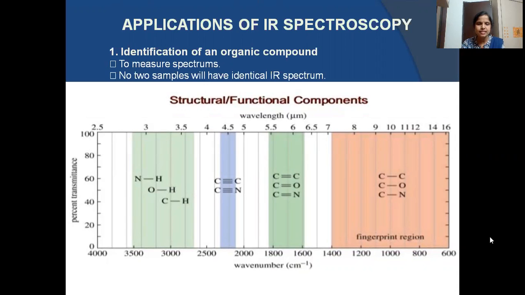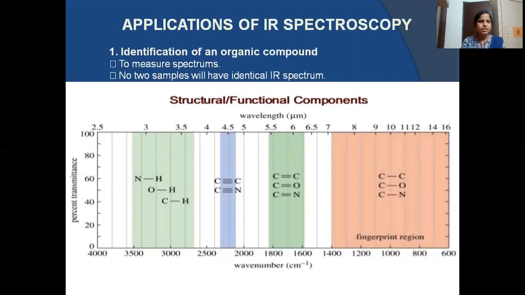Here we can see that on the x-axis we have the wave numbers, and on the y-axis it is percent transmittance. Now, the range of IR, we know, is from 4000 to, we actually take it as, 400 centimeter inverse. So the 4000 to 400 centimeter inverse range of the IR spectra is very useful for the identification of the functional group.